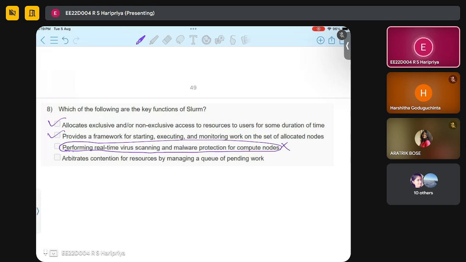Arbitrates contention for resources by managing a queue of pending work. This is also true. So options 1, 2, and 4. Security is not a key function.